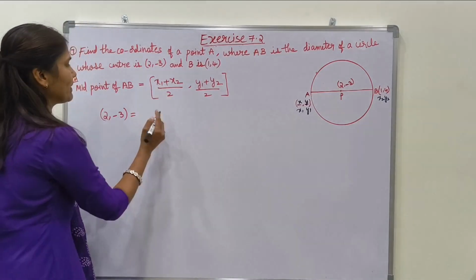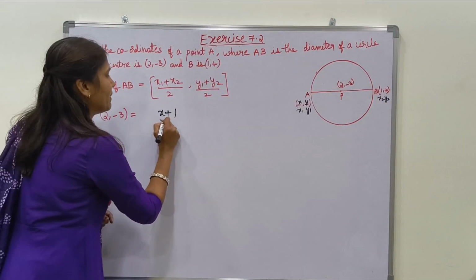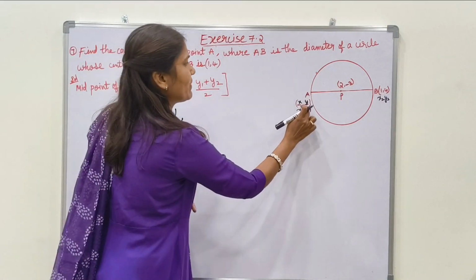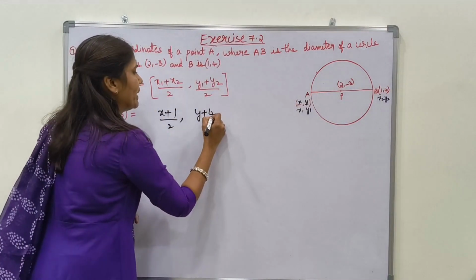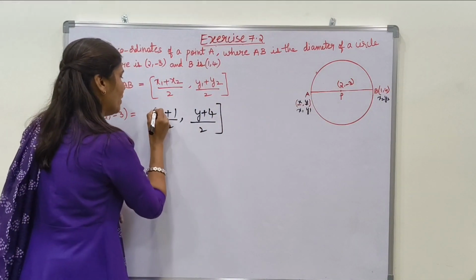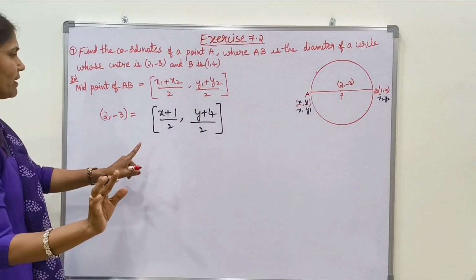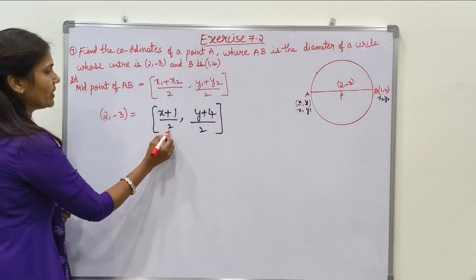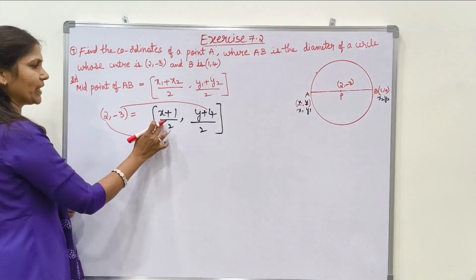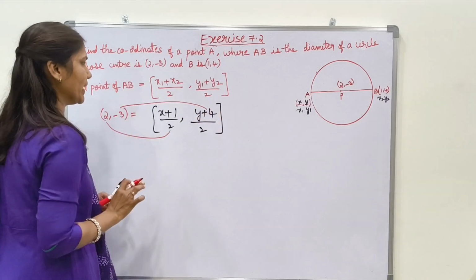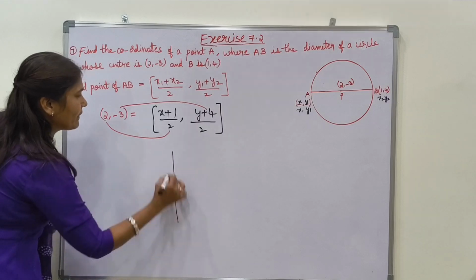Here x1 is x, plus x2 is 1, divided by 2, comma, y1 is y plus y2 is 4, divided by 2. So now we have to find these two coordinates. Simplification is not possible here, but one chance is there. We will equate this one to this one. Equating this gives the x value, and equating this gives the y value.